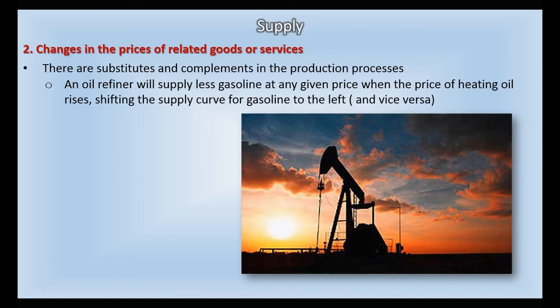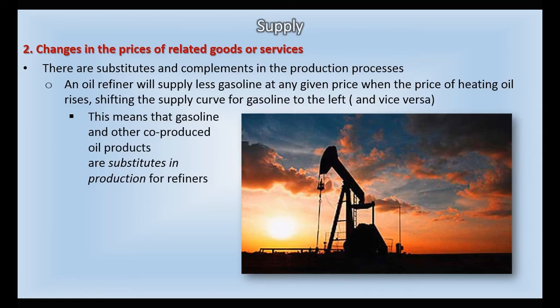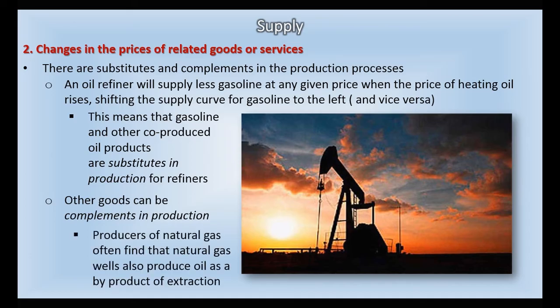If the price of heating oil goes up, they're going to want to supply less gasoline and focus more of their production resources on producing heating oil. So they will substitute away from gasoline. That means that the supply of gasoline will decrease, and so the supply curve, which is upward sloping, will shift to the left. Supply will decrease. Again, this means that gasoline and other co-produced products are substitutes in production for refiners.